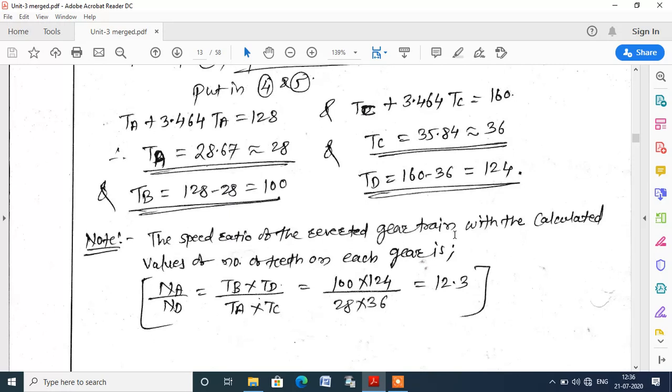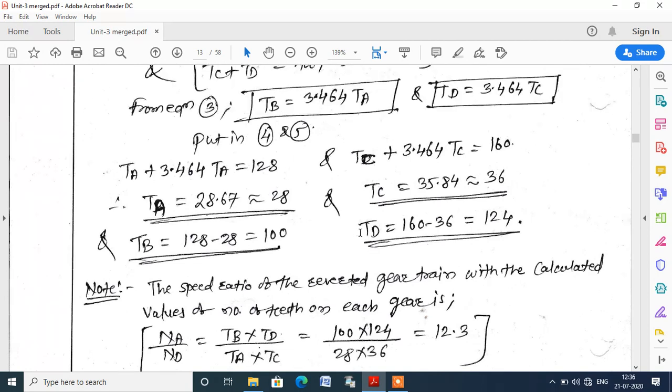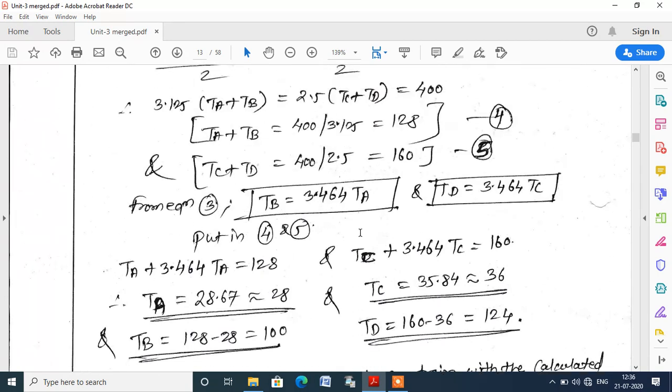Now the speed ratio of the reverted gear train with the calculated values of number of teeth on each gear is Na upon Nd equal to Tb into Td upon Ta into Tc. So if you take 100 into 124 divided by 20 into 36, it is coming 12.3. Gear ratio is also near to the same. Okay, so this way you have to solve the numerical sum on reverted gear train.